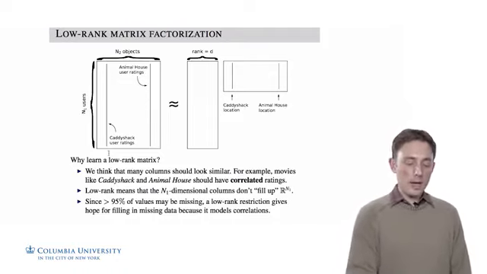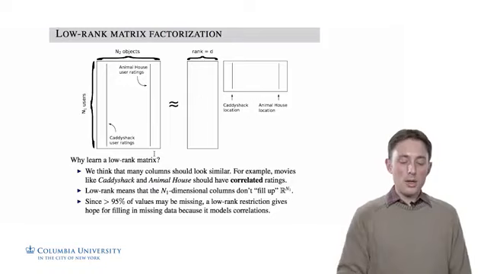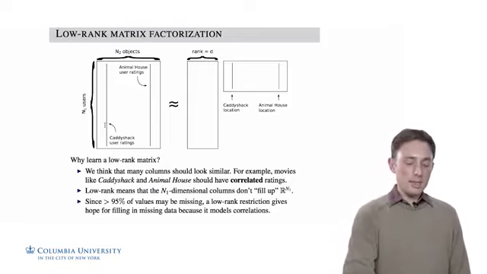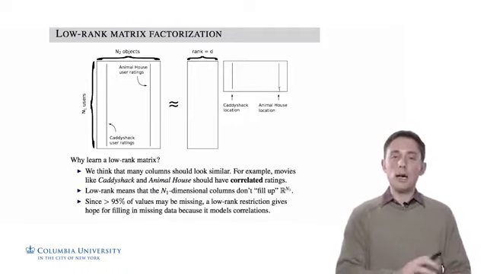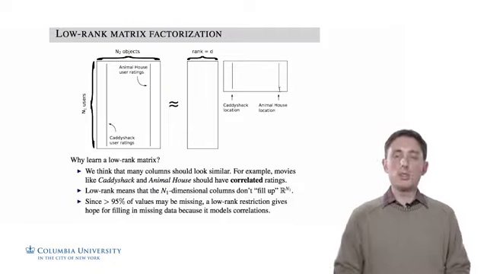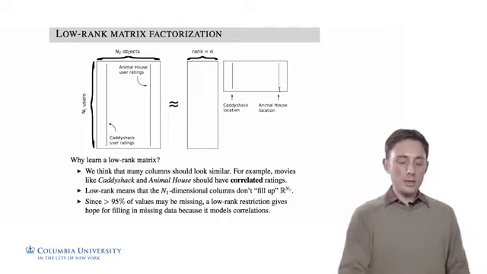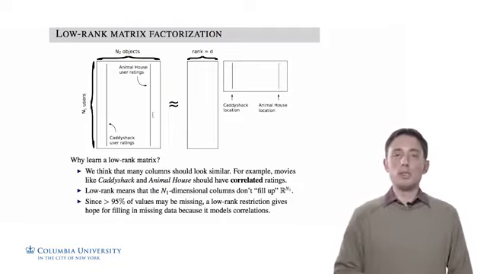So if we look at the column for Caddyshack and Animal House, and we have a rank d factorization, what we're saying is that this column is equal to this d-dimensional vector times this matrix, whereas this column is approximately equal to this d-dimensional vector times this matrix. And so in that sense, because we're restricting all of the objects and users to live in this d-dimensional space, we're restricting what types of matrices we can learn, and we're forcing there to be correlations.